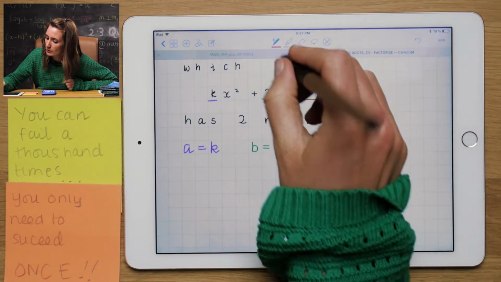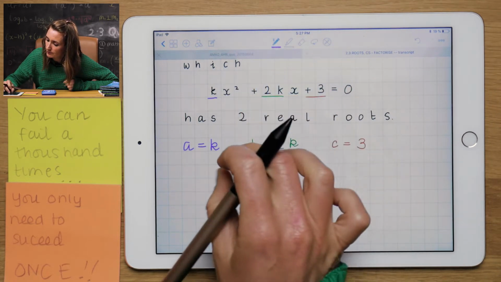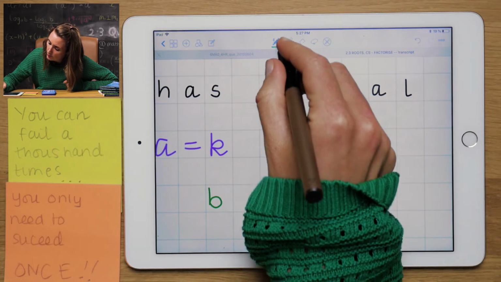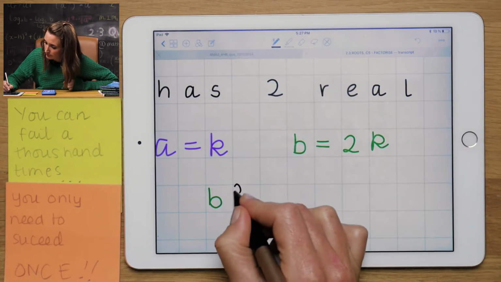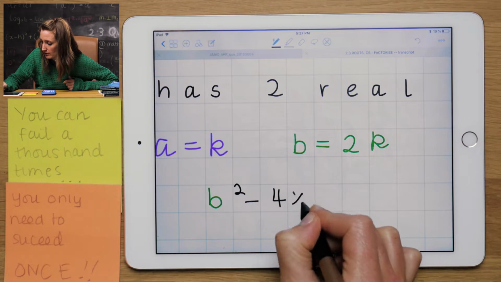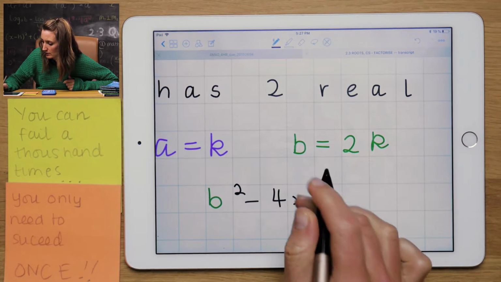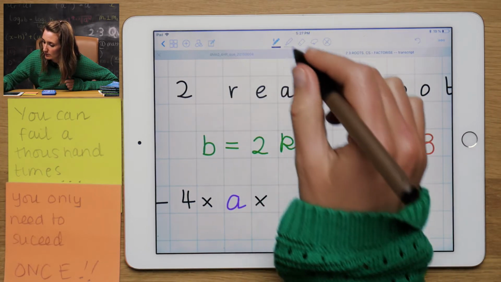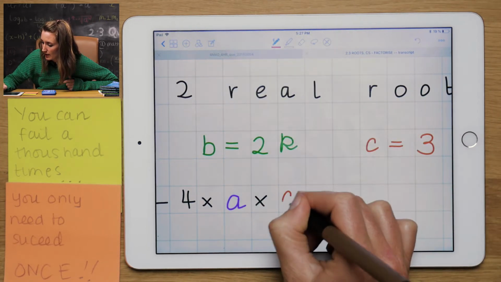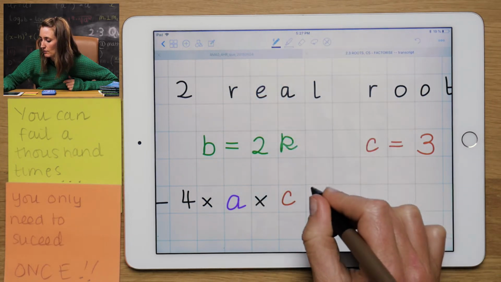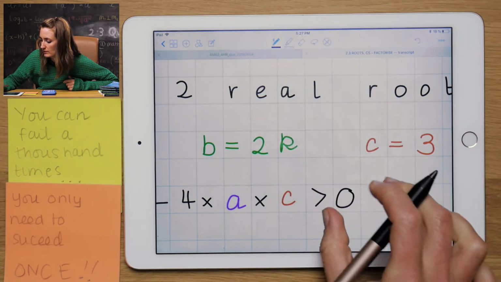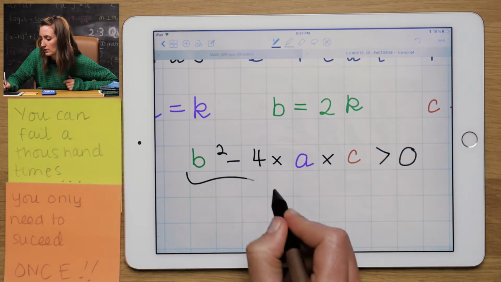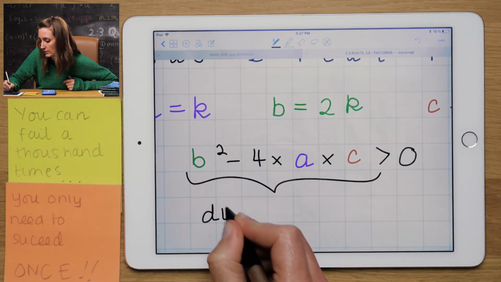Now, for two real roots, you need to know the equation. So it will be b squared minus 4 times a times c. And you want to have all of that bigger than 0 for two real roots. So you need to remember that. This is also called, you may have heard the word, the discriminant.